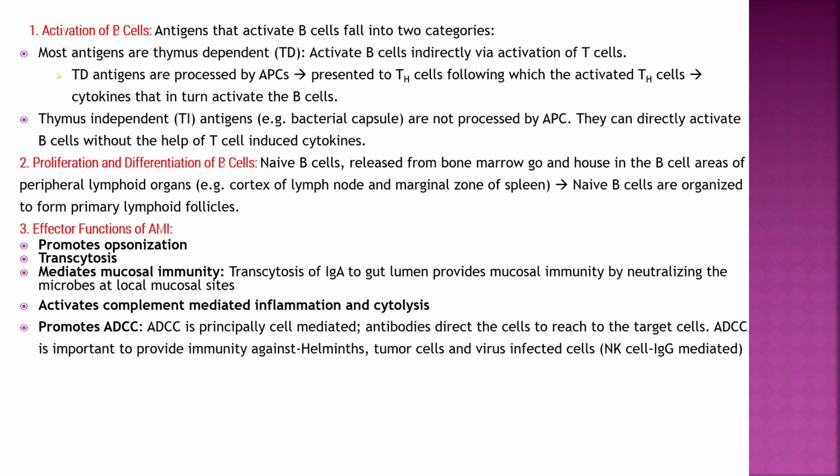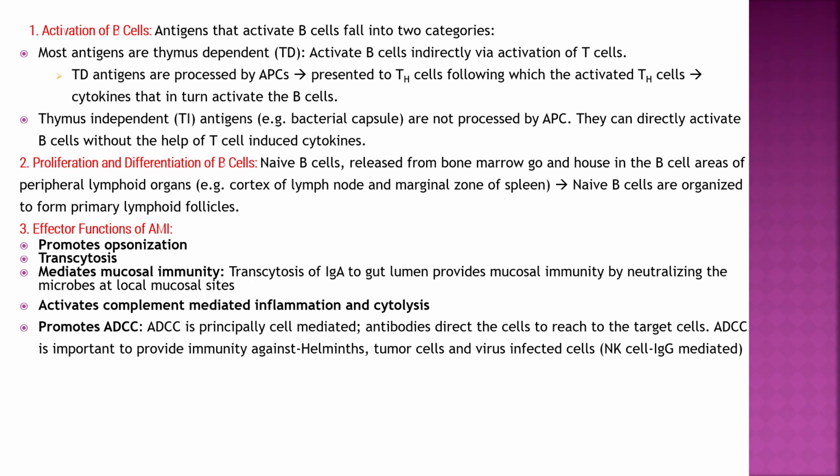Second, proliferation and differentiation of B cells. The new B cells released from bone marrow go and house in the B cell areas of the peripheral lymph nodes, for example the cortex of the lymph node and the marginal zone of the spleen. The new B cells are organized to form primary lymphoid follicles.